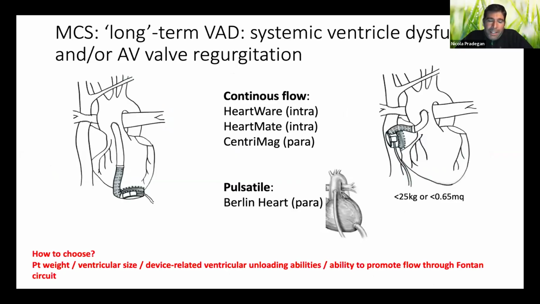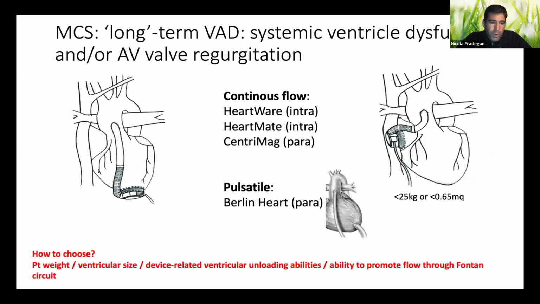Regarding the long-term mechanical circulatory supports, we can talk about continuous flow or pulsatile flow systems, the paracorporeal, both the Centrimag or the Berlin Heart cannula, or the intracorporeal LVAD, like the HeartWare or the most recent HeartMate, both in ventricular position or in atrial position, as you can see on the right. This has been described in few cases for low weight patients.